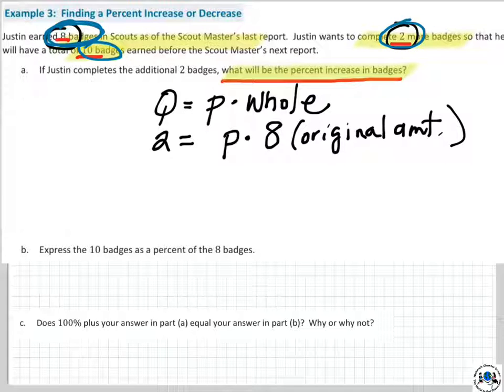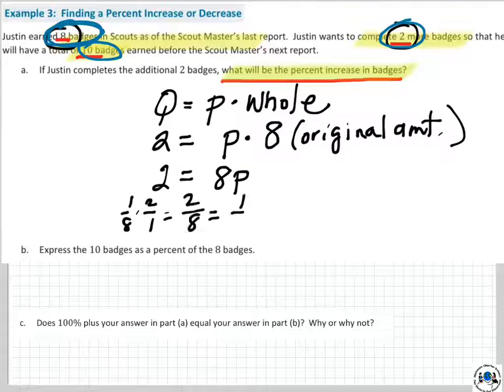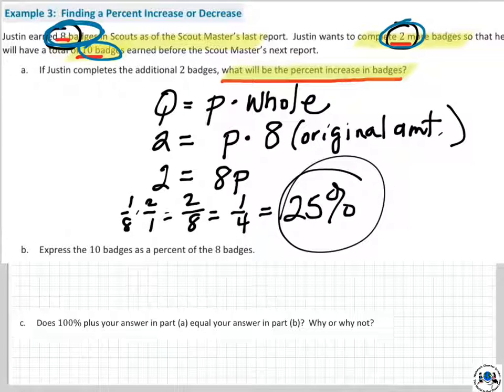So in this case, we have our original amount, which is 8, and P is what we're solving for. Again, we have 2 equals 8P, and I do my division. Hopefully you guys are really kicking it with this one. Once you get to this point, there should be no questions: multiplying by the reciprocal, or the multiplicative inverse, and there you go. So it goes to 2/8, 1/4, and that is 25%. So if he completes these 2 additional badges, he will have increased his number of badges by 25%.